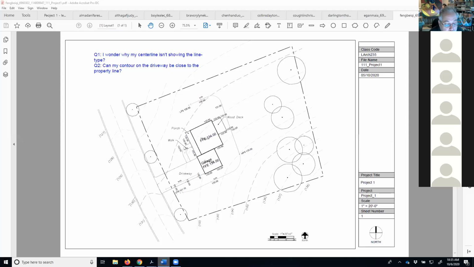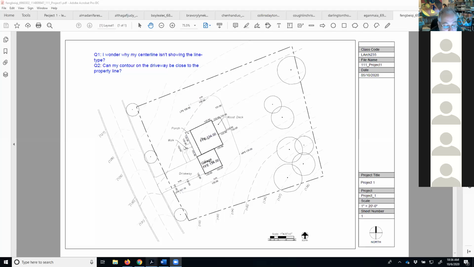Okay, so question 1, I wonder why my center line isn't showing the line type. That's an AutoCAD question. I'll let you take that over there. My guess is that the line type scale for that layer is not set up correctly. Someone over here is chatting at me. Judy, you're right. My nickname is Pato, it's Duck. And then make sure it's plotted. Lots of answers coming in here.